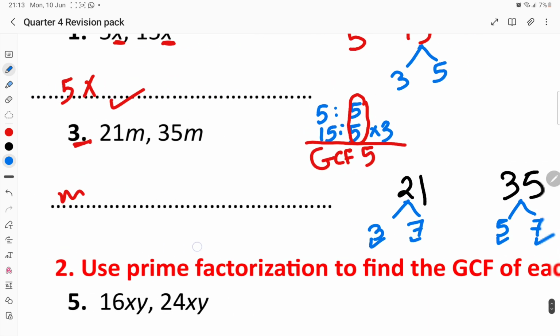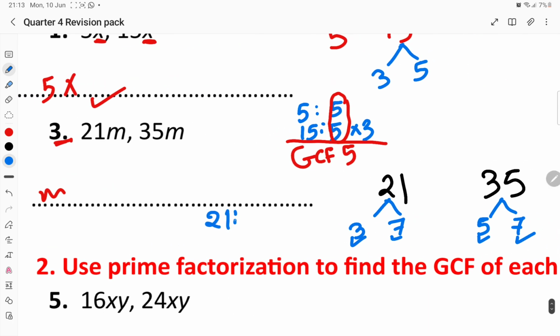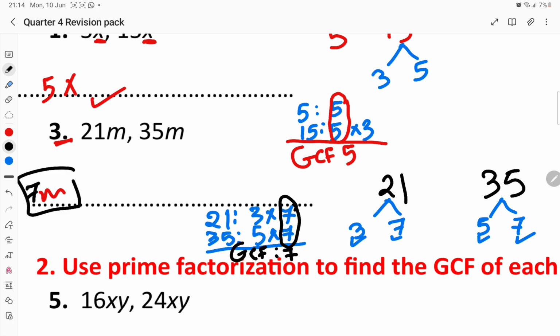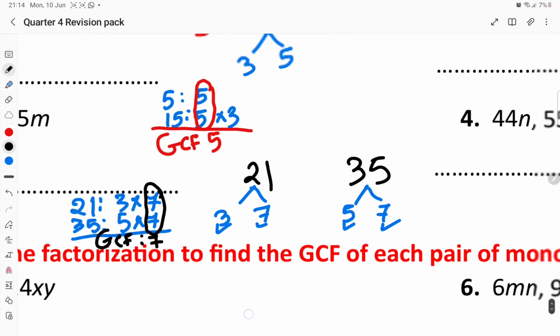So let's put them below each other. Here's the 21, which is 3 times 7. Here is the 35, which is 5 times 7 also. Now can you get the common factor? Yes. Actually the greatest common factor is 7. So the answer is 7m. Very good. So this is regarding the greatest common factor.